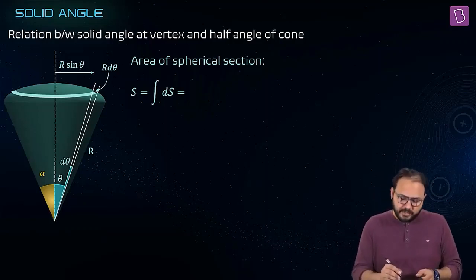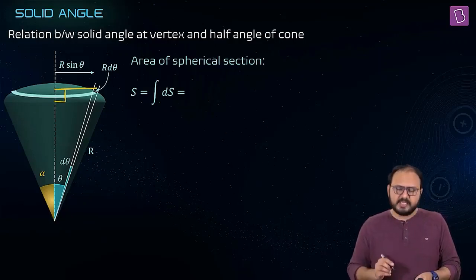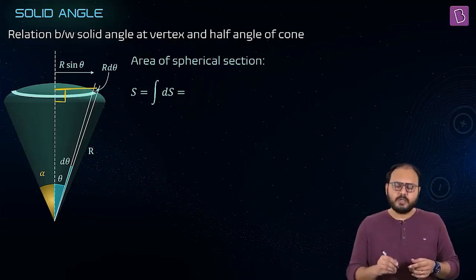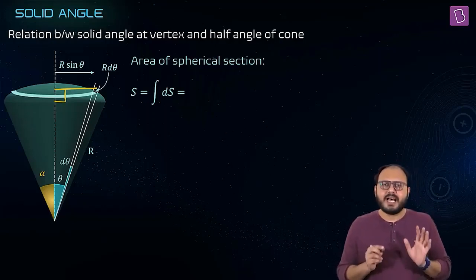By simple trigonometry. The complete radius is R. This is a right angle triangle. This is R, this angle is theta. Height is R cos theta, and the radius is R sin theta. Fair enough. Is R sin theta the radius of the elemental ring?